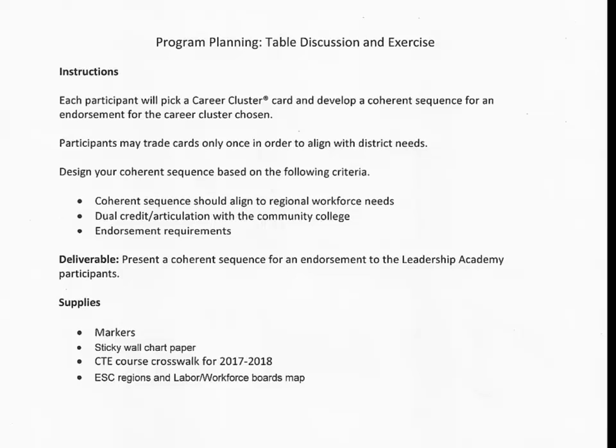But what we're going to do is you're going to get a card. Everybody's going to get a card, and you can change cards if you like. If you don't want to work on that cluster to develop a sequence, then trade with someone. So you're going to try to make a sequence, and it should align to the workforce needs that you saw yesterday. Also, dual credit options and articulations, include those in your sequence, along with endorsement requirements.